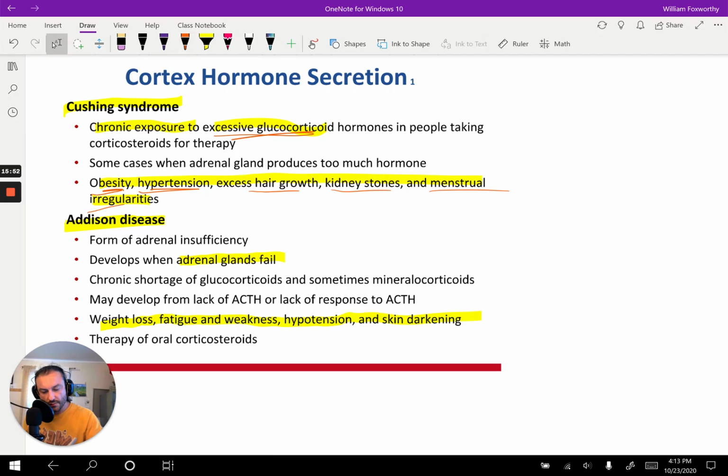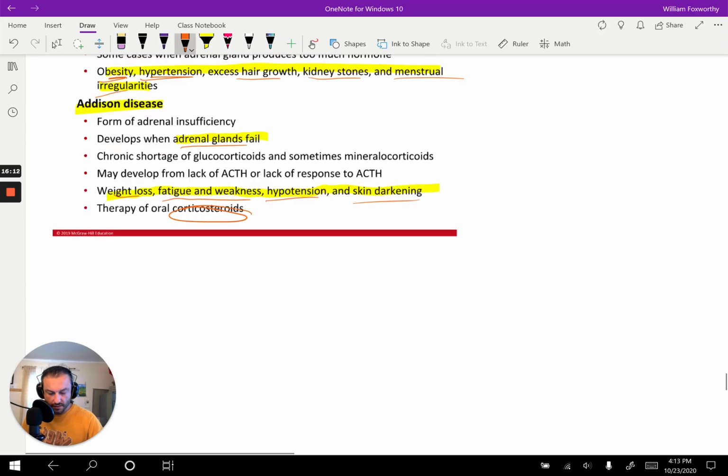Addison's disease results from failure of your adrenal glands, and so you end up with a shortage of glucocorticoids, and this results in weight loss, fatigue and weakness, low blood pressure, and skin darkening, and that can be treated by taking exogenous oral corticosteroids.